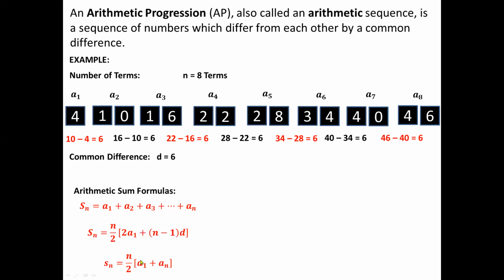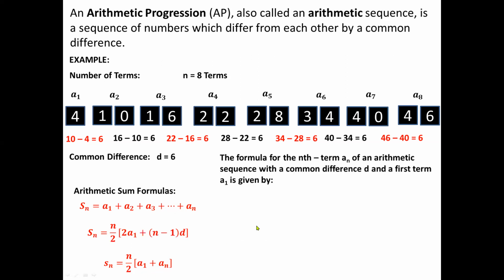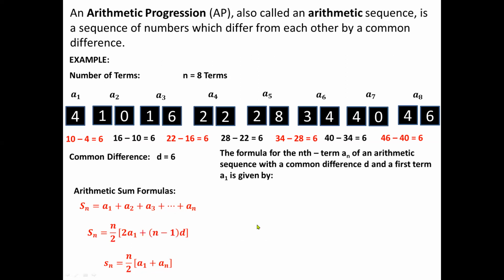So kapag pinag-add natin, i-multiply lang natin ang sum nila ng number of terms, then divide by 2 so that we can have our arithmetic sum. And then the formula for the nth term, a sub n, of an arithmetic sequence with a common difference d and a first term a sub 1 is given by this formula.